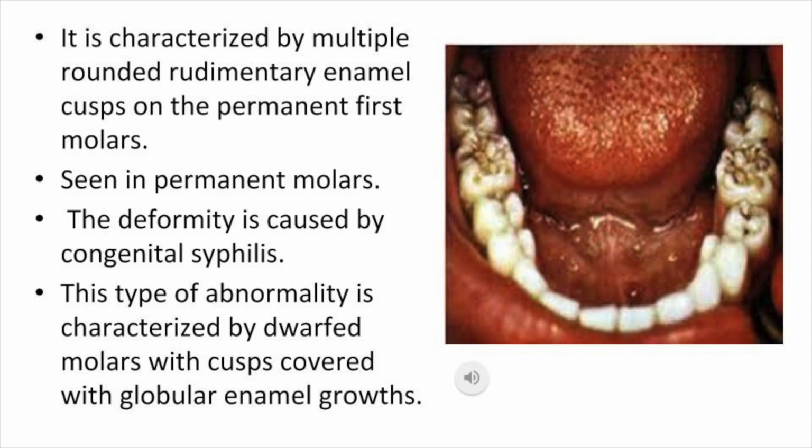Mulberry molar. It is characterized by multiple rounded rudimentary enamel cusps on the permanent first molar, seen in permanent molars. The deformity is caused by congenital syphilis. This type of abnormality is characterized by dwarfed molars with cusps covered with globular enamel grooves.